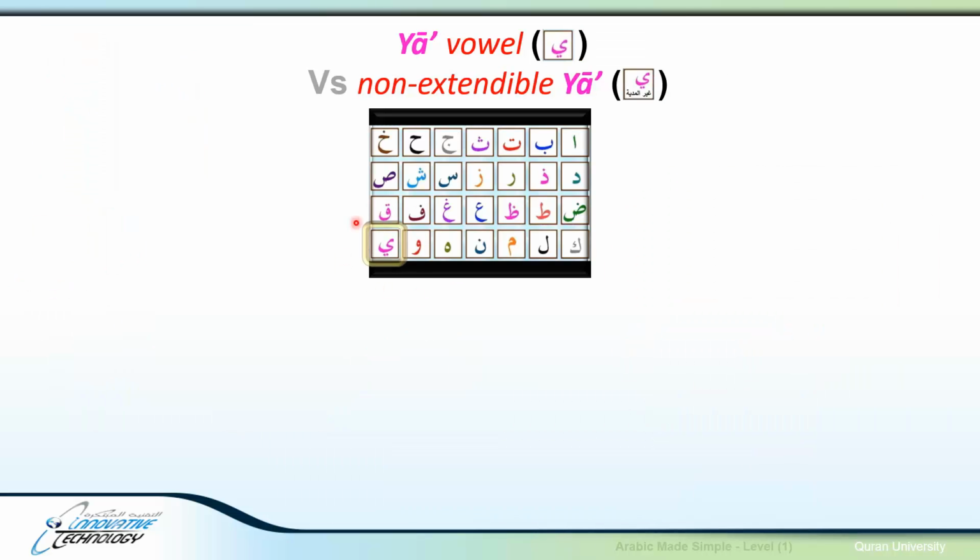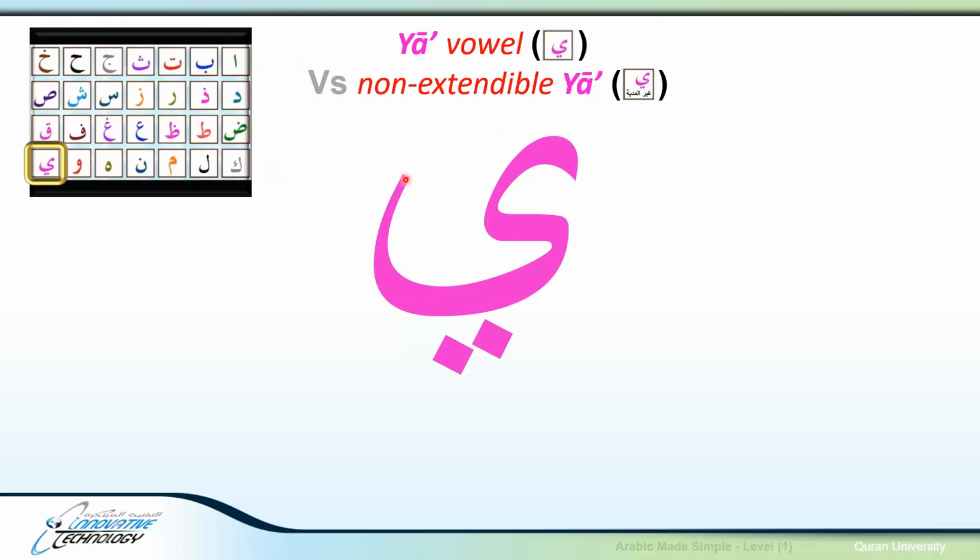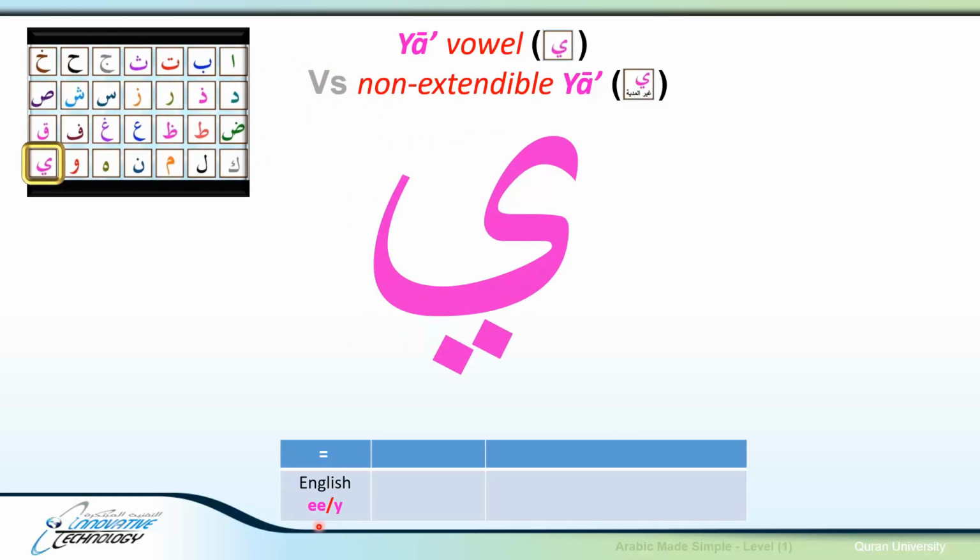Now we're going to discuss the two forms of the ya. Ya has two forms. One is like the English E and the other is like the Y. These two forms are the vowel ya and the non-extendable ya. The long extendable one is the vowel, which is similar to the English E, as in feel, double E, feel.